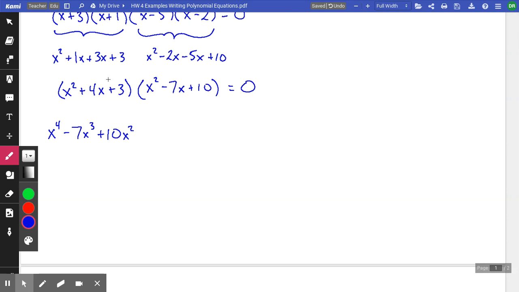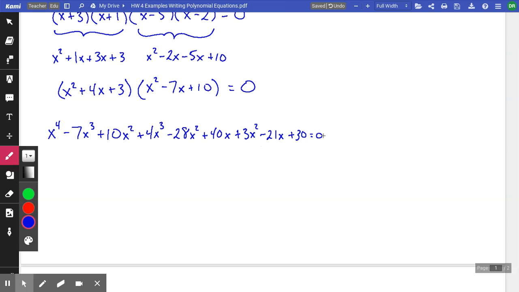Okay, so let's now distribute the 4x. 4x times x squared is going to be 4x cubed. 4x times minus 7x is minus 28x squared. And 4x times 10 is 40x. And then we need to distribute the 3. So 3 times x squared is 3x squared. 3 times minus 7x is minus 21x. And 3 times 10 is 30.